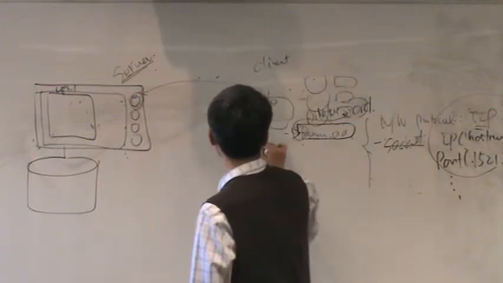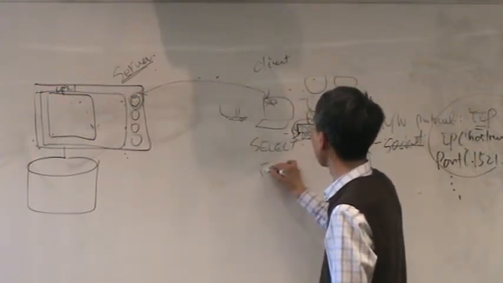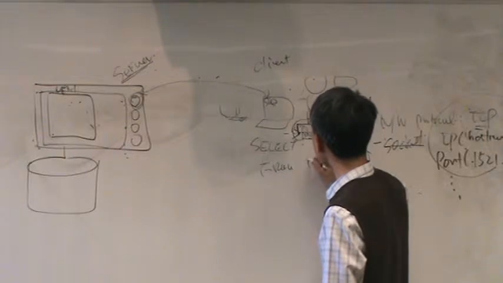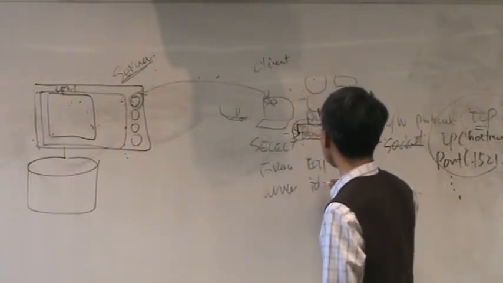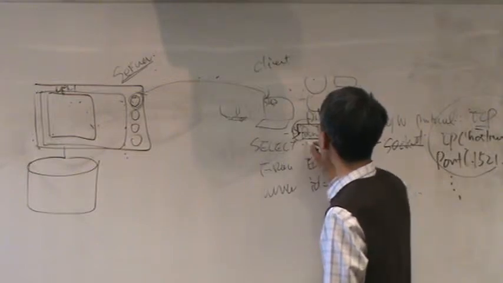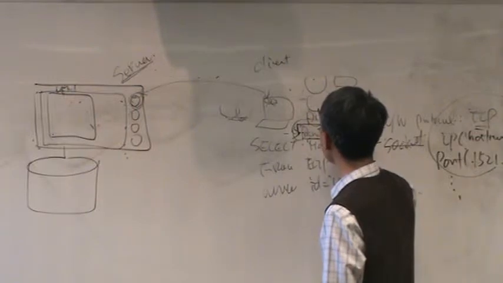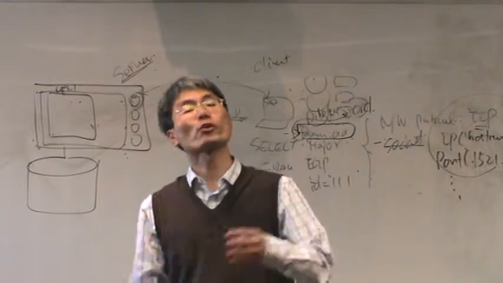So you select from employee where ID is equal to 111, for example, the major. It will be processed.